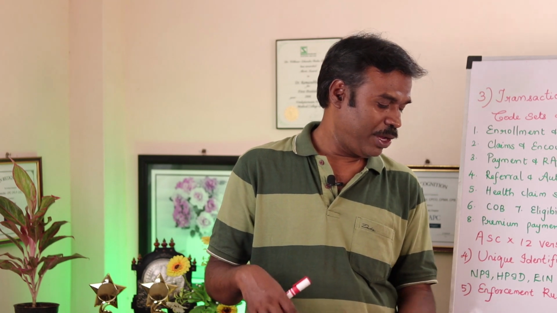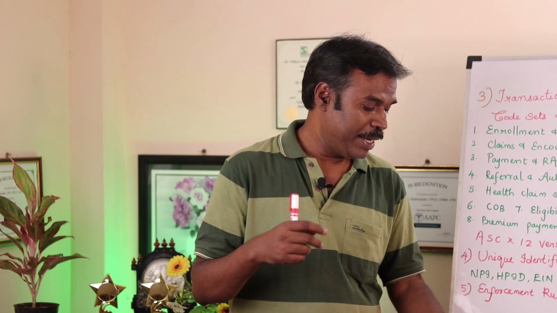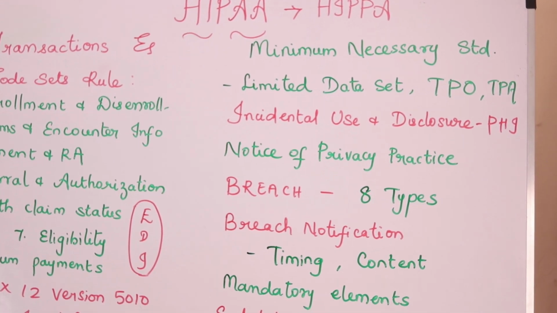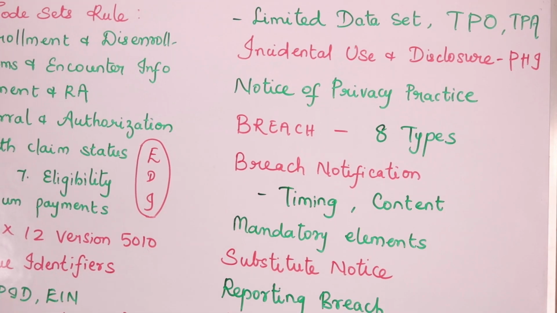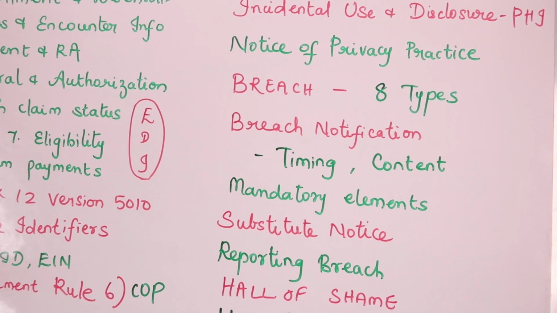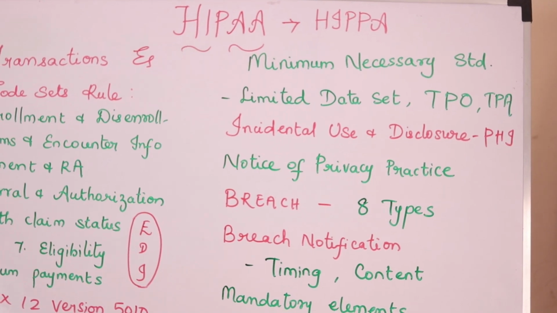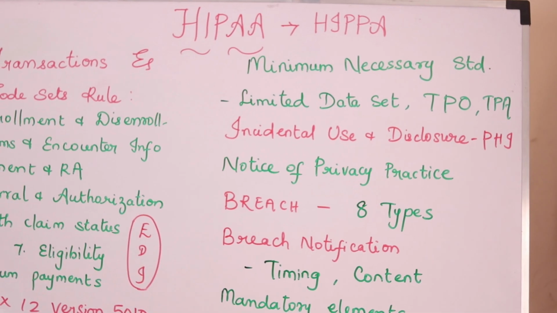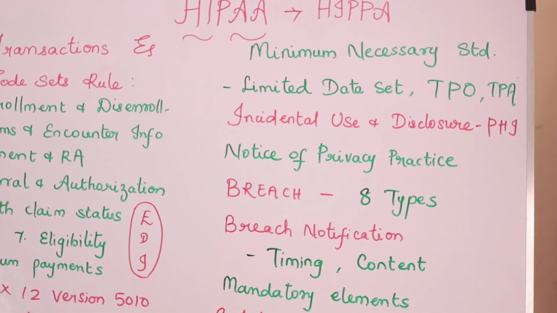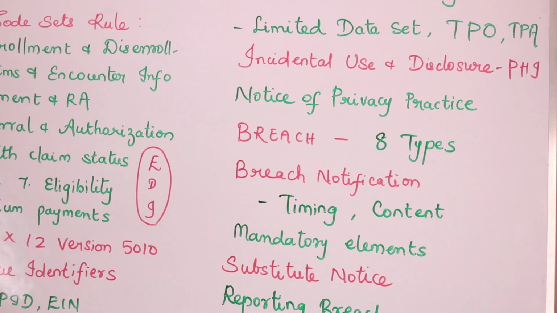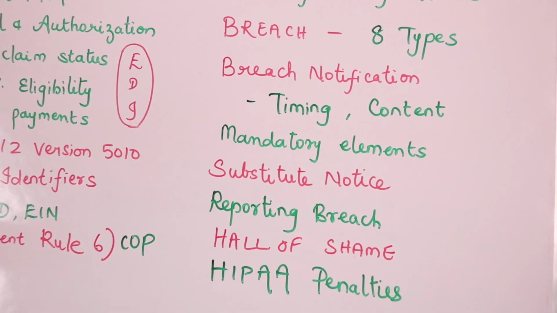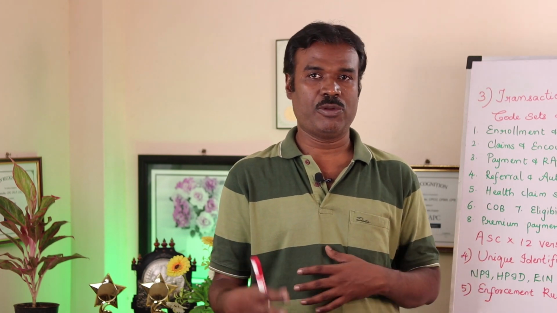Next, we are going to see the incidental use. Incidental use and disclosure is permitted as long as there are reasonable safeguards. At that time, you can very well disclose it. A covered entity must disclose PHI when a patient is requesting his information, or to HHS, the Department of Health and Human Services, when it is investigating for compliance review or any enforcement action. So at that time they need to disclose PHI.